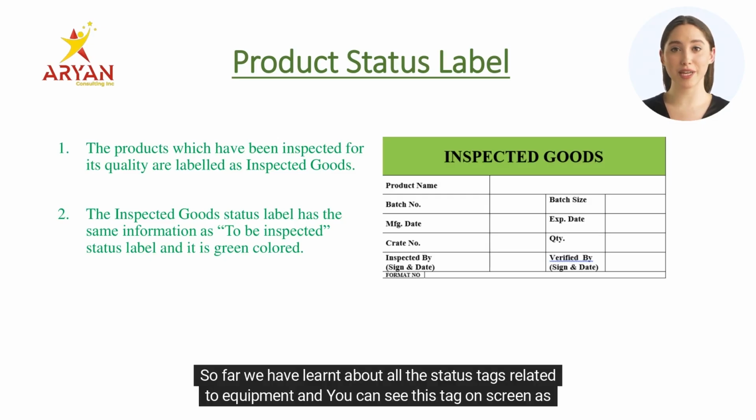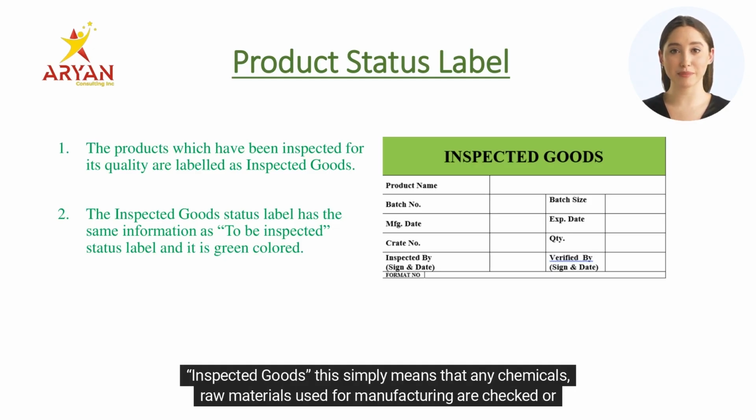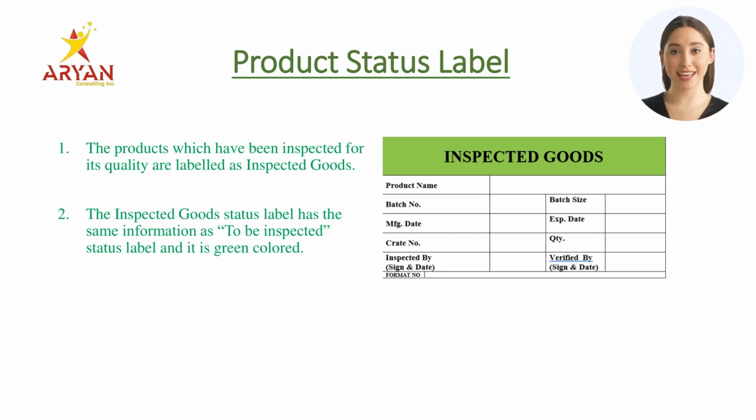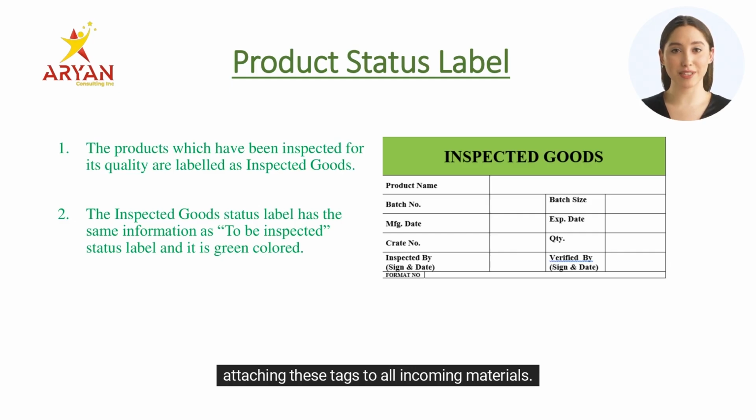So far we have learned about all the status tags related to equipment, and you can see this tag on screen as inspected goods. This simply means that any chemicals, raw materials used for manufacturing are checked or cross-verified by the warehouse department. The warehouse department is responsible for creating, filling, and attaching these tags to all incoming materials.